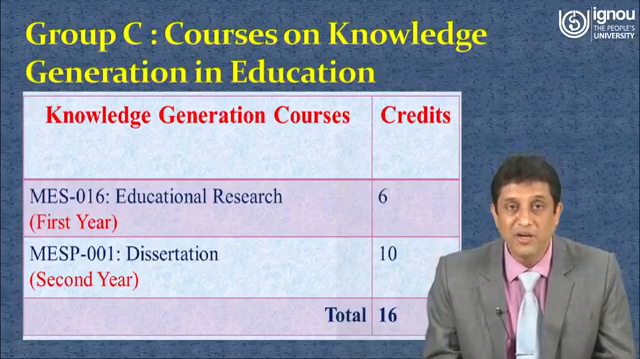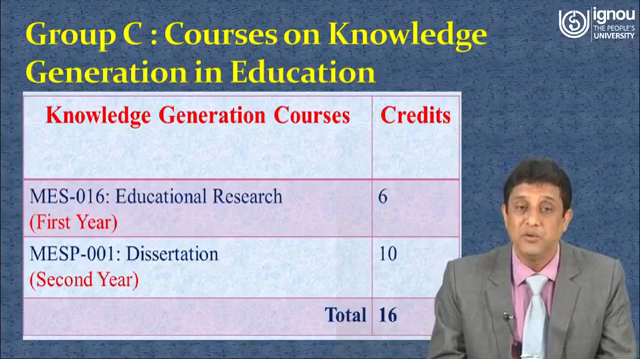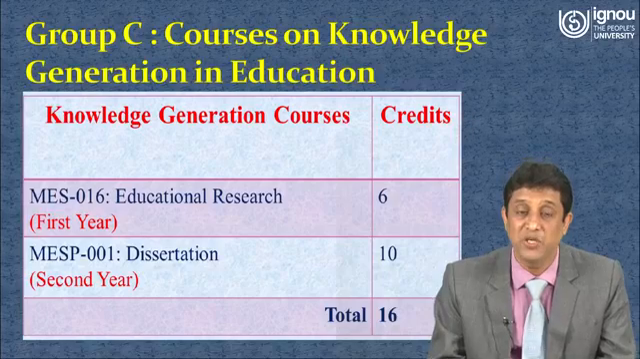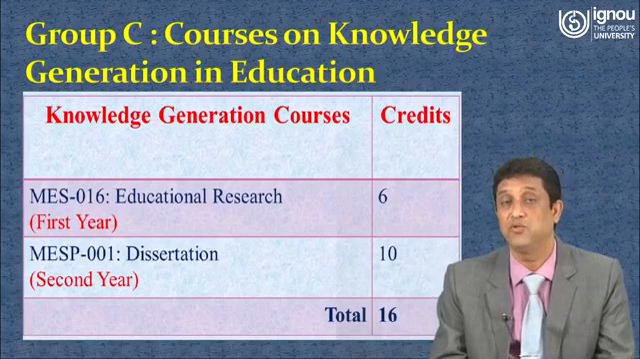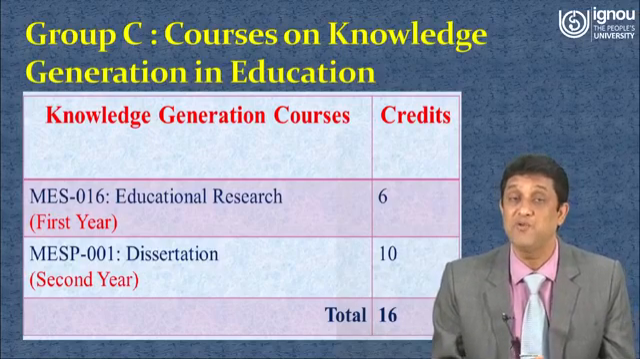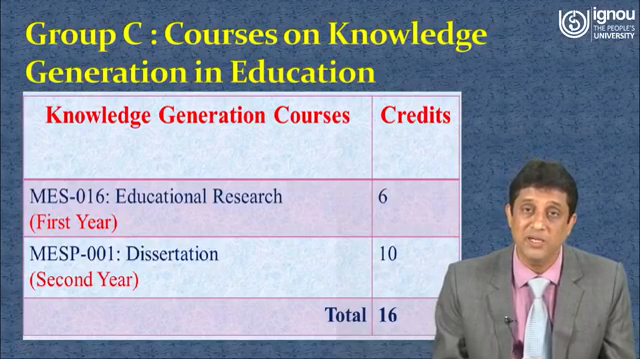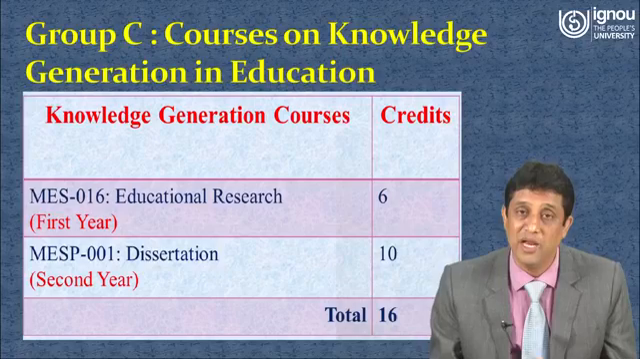Then under courses on knowledge generation in education, in the second year, one compulsory course has been kept, that is dissertation. So you have to do a dissertation, a project work, that is 10 credits, means you have to submit a research proposal, and that research proposal will be evaluated at your concerned regional center. You will get an approval letter for that.